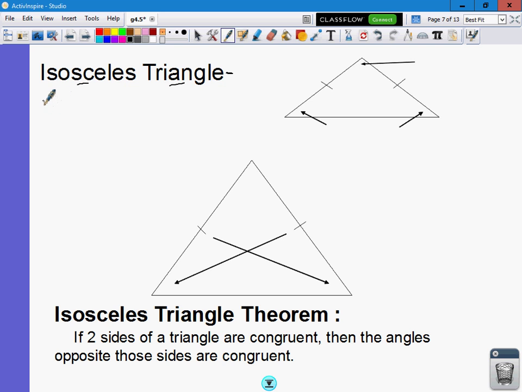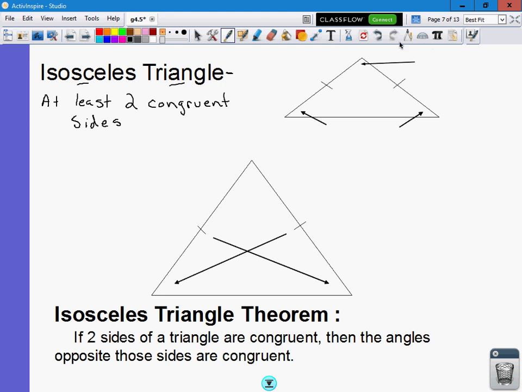Isosceles triangle says at least two congruent sides. Is an equilateral triangle isosceles then? Yes.